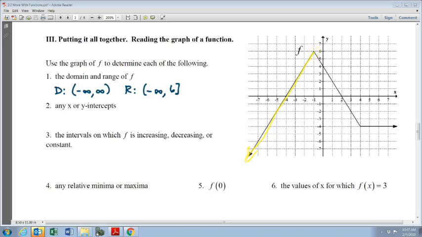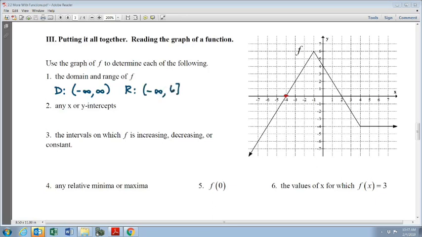Let me go ahead and get this shading out. Whoops. Let's see. Sorry about this. Give me a second. There we go.